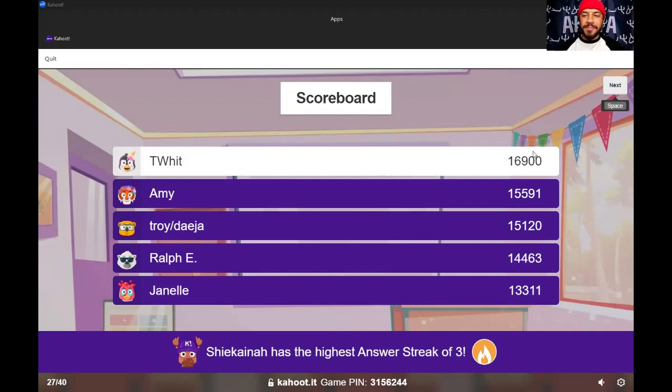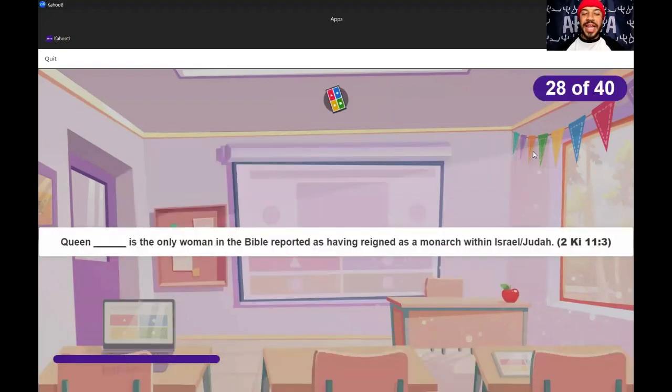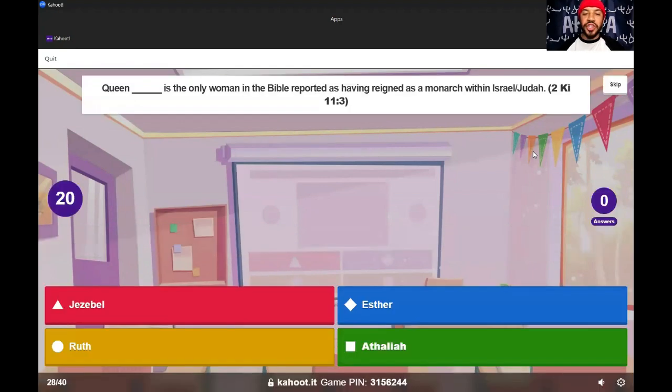Here we go, 28. Queen blank is the only woman in the Bible reported as having reigned as a monarch within Israel and Judah, meaning she reigned herself with no king. She was the ruler. There's only one queen. Name the queen? On his 2 Kings. 5 seconds.